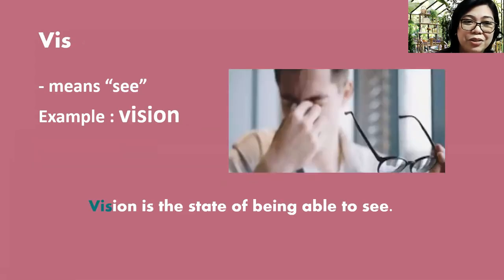Okay, here is another one, vis. Vis means see. Example, vision. Vision is the state of being able to see. Okay, so we have vis.